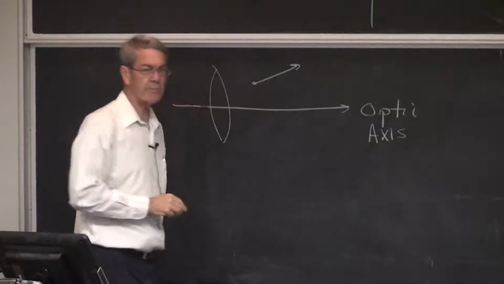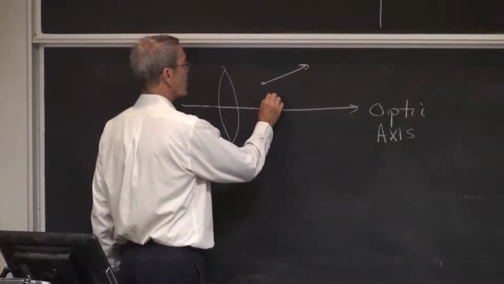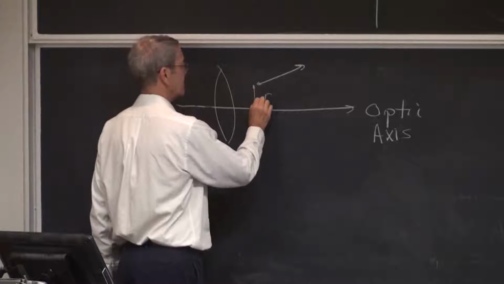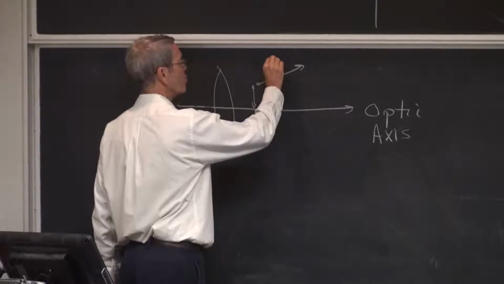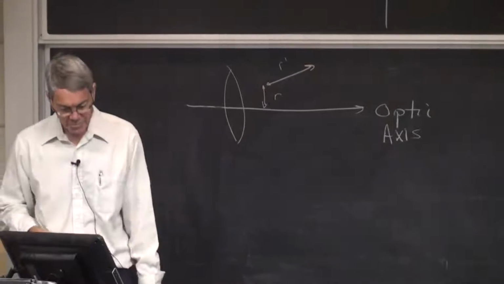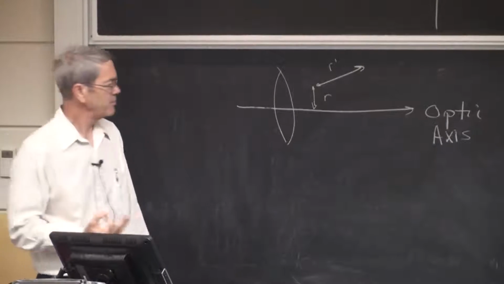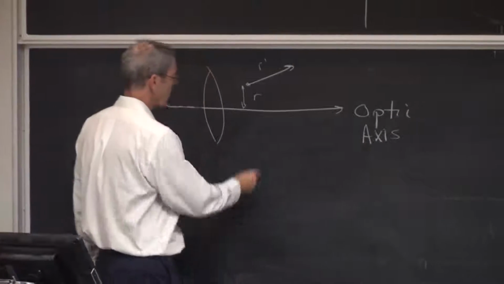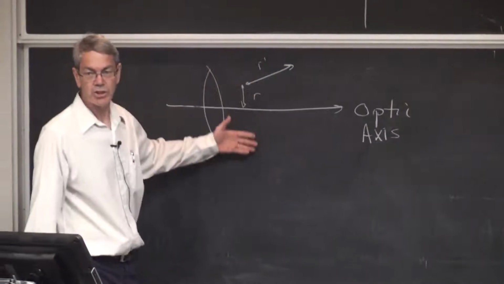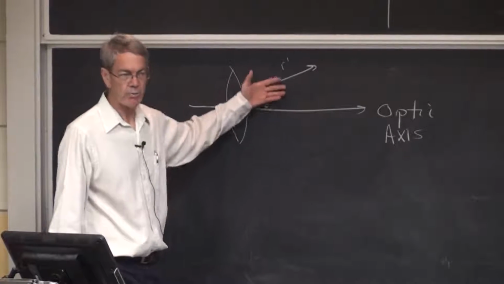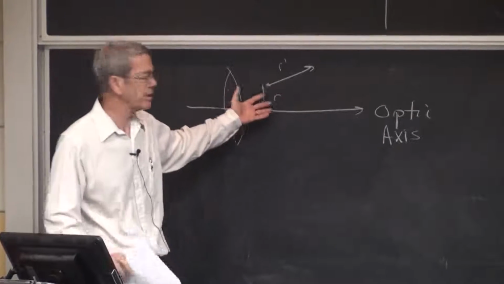We define a ray with respect to the optic axis, and the key issues were its height and its slope. Now, I got thinking about this too. I'm using the letter R as in radius, but typically, if I'm down here, this is going to be negative, and this is positive. So I probably should use X and X prime, or Y and Y prime. We use R, I don't know why.